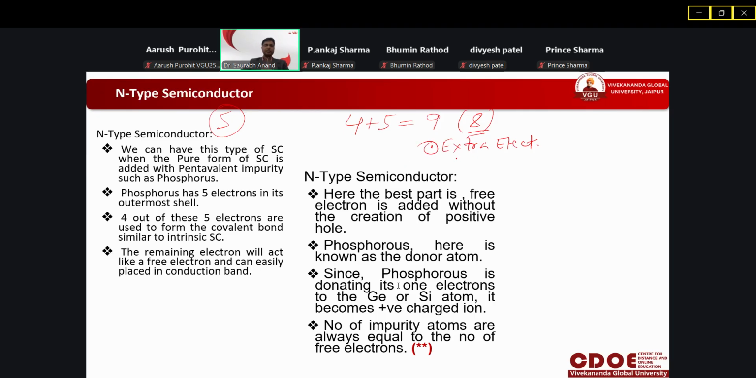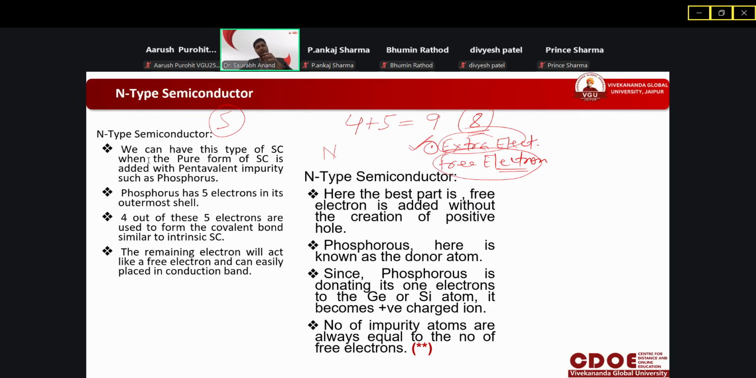And this extra electron is actually the free electron because there is no space. Suppose you have 8 chairs and 9 persons are there. It means 8 will be sitting on the chairs, one will be standing. He is free actually, so he can move anywhere. So that extra electron is actually the free electron which will play the role in conduction. Remaining 8 are stable. In this way, this electron is generated, and this type of material is known as N-type.